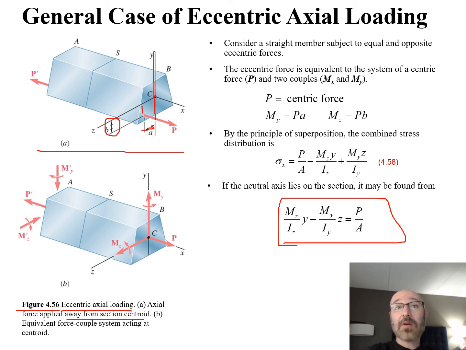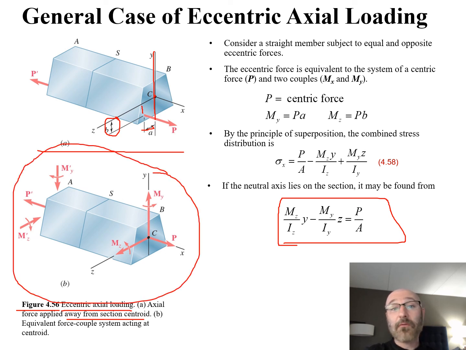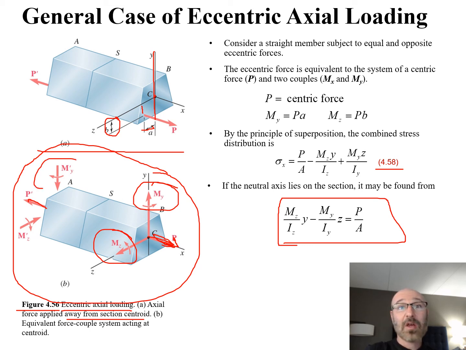And in part B down here, what we can see in this diagram is the equivalent force couple system acting at the centroid. So that's where we use those relationships we just discussed in 4.58 and on page 309 of our textbook to bring it back over onto this. So it's the equivalent of this force P acting at the centroid and these two moments My and Mz acting along those axes. And again, these are equal and opposite, as we see on the other side, P prime, My prime, and Mz prime as well.